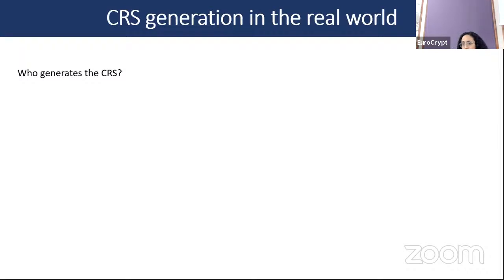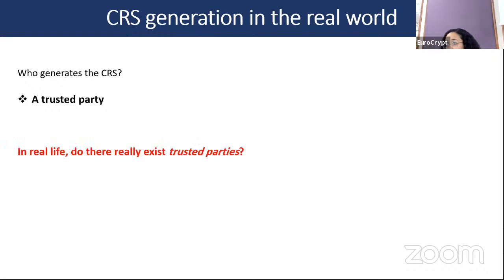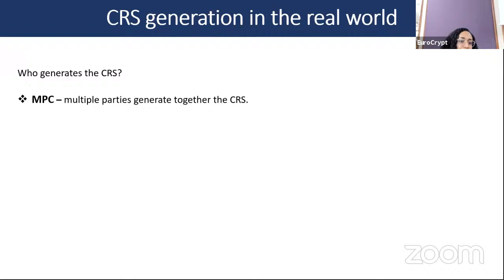Who generates the CRS in the real world? So the first answer is just a trusted party. But think about it. Do you really believe that there exist trusted parties in the real world? So I guess the answer is no, right? And the second answer is multi-party computation. So we have multiple parties who generate the CRS together, and if a fraction of these parties are honest, then we can trust the output. So this is not enough either.